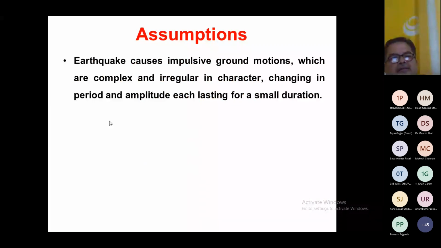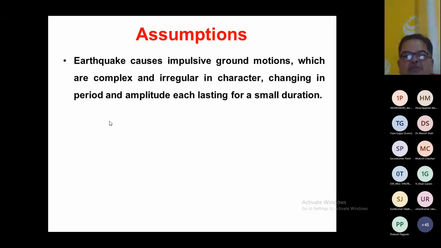The first assumption is that earthquake causes impulsive ground motion, which is complex and irregular in character, changing in period and amplitude, each lasting for a very small duration. So it describes the earthquake event. Earthquake is an impulsive ground motion, and it carries different frequencies. When earthquake shaking is taking place, at one moment you have a 3 hertz frequency, next moment you have 10 hertz, then you have 20 hertz. It keeps on changing. The earthquake will not continue with a single frequency. So the code is saying that the earthquake carries different frequencies.